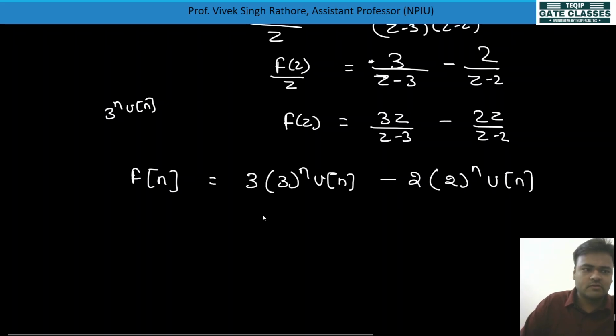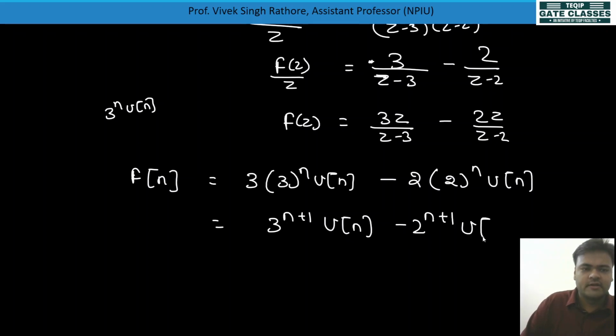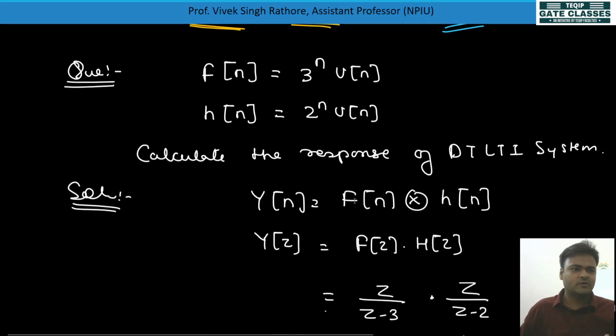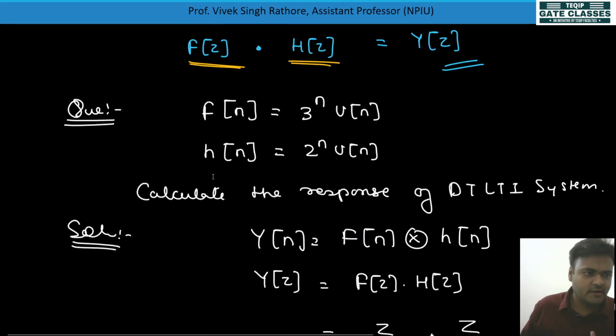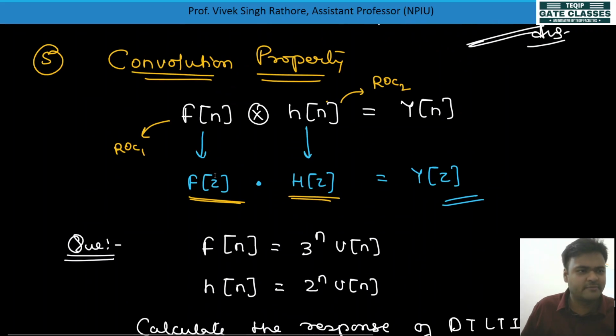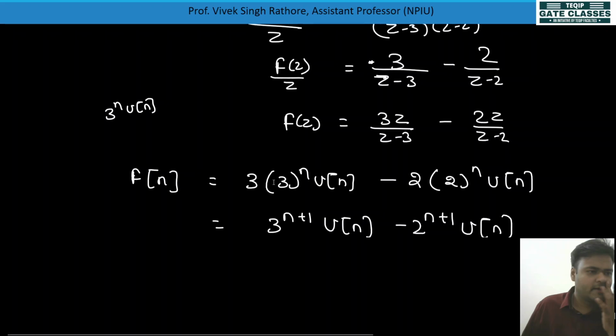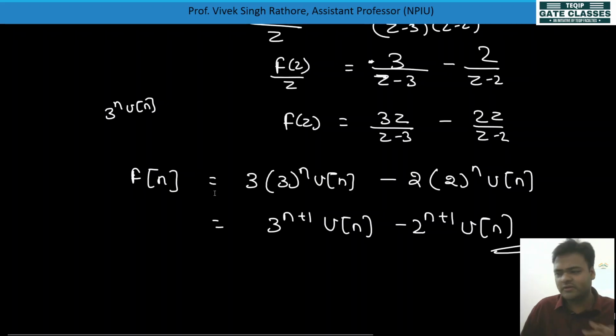So you can write it as 3 to the power n plus 1 u of n minus 2 to the power n plus 1 u of n. This is the answer, very easy. From here you can calculate the response of a discrete time LTI system. How to calculate the ROC I also told you, and then how to calculate the response, very easy.